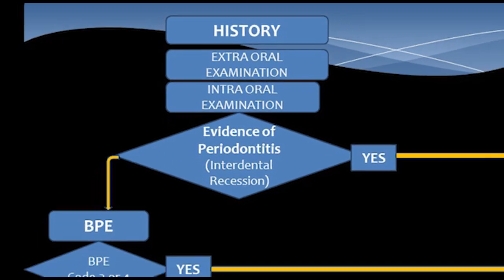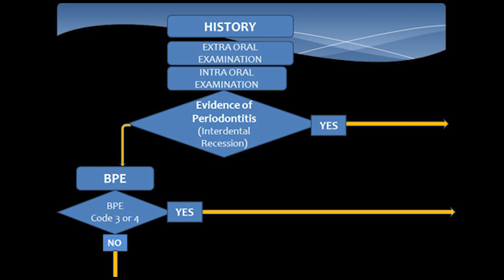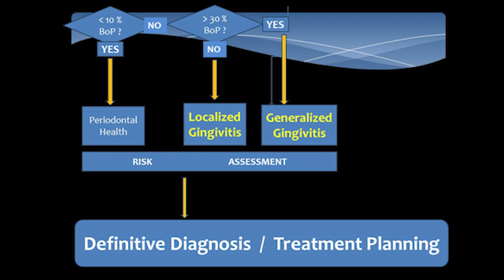If it is a healthy patient, we will go for a basic periodontal examination, and we will check if there is code 3 or 4 of the basic periodontal examination, and it says no, then we will check for less than 10% bone loss, bleeding on probing, a little bit or none. If this is yes, then we will say that the patient has periodontal health, and we will go for the risk assessment of the risk factors, and then the definitive diagnosis and we will make a treatment plan. Okay, fine.